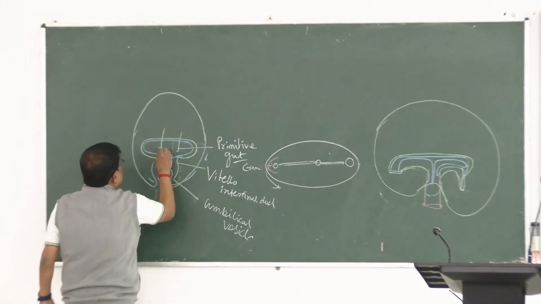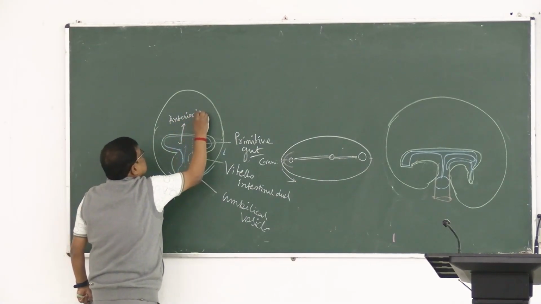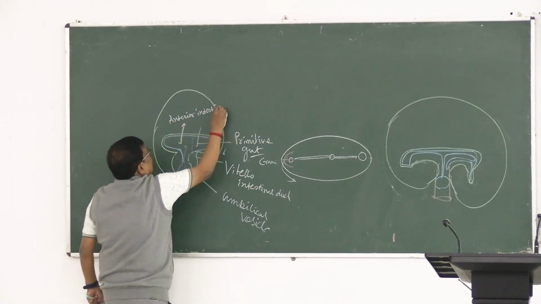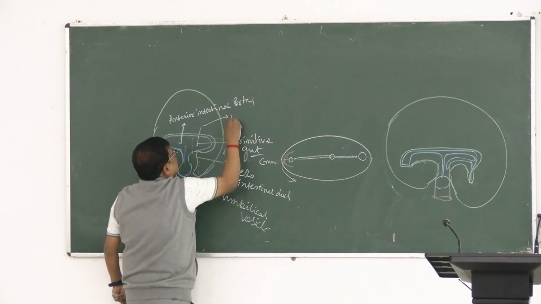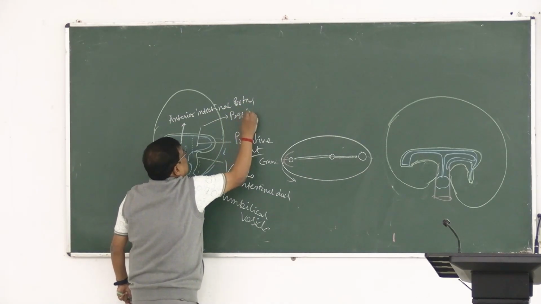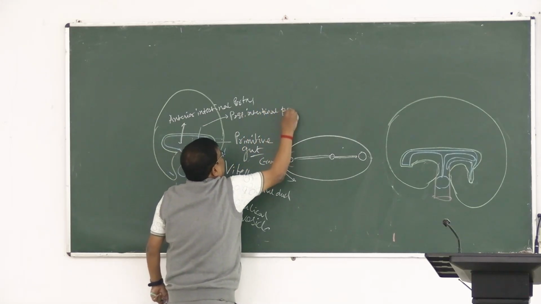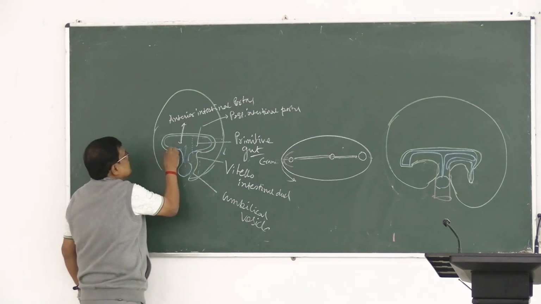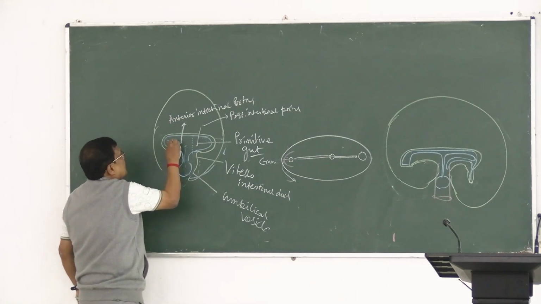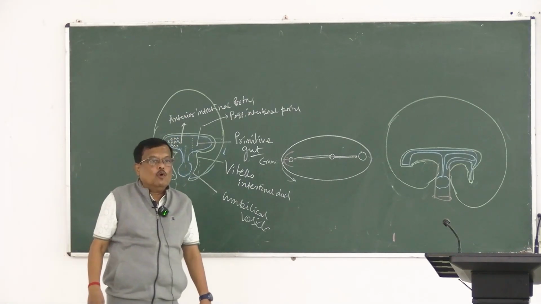This we call the anterior intestinal portal. This we call the posterior intestinal portal. This ultimately produces the buccopharyngeal membrane. So this part of the gut we call foregut.